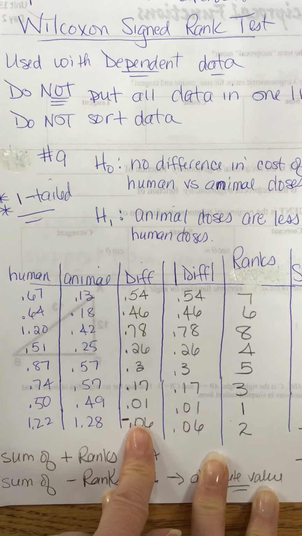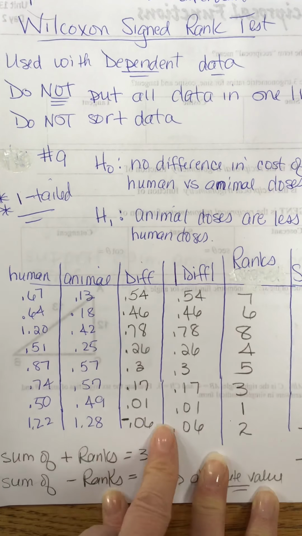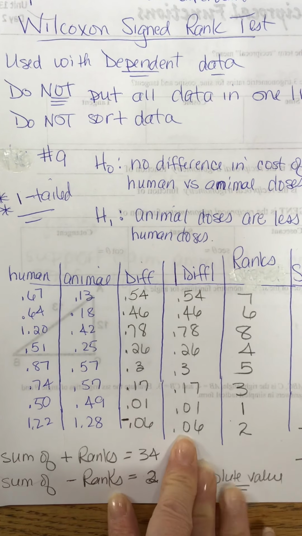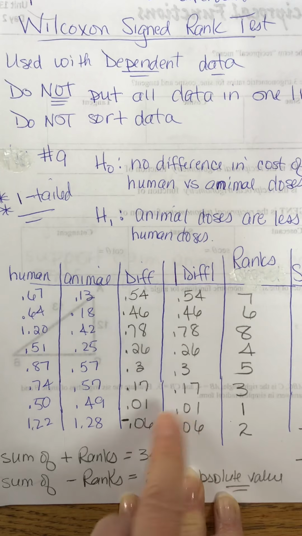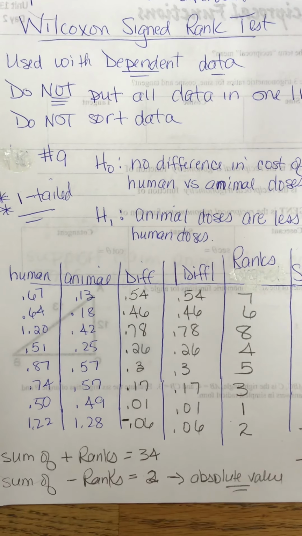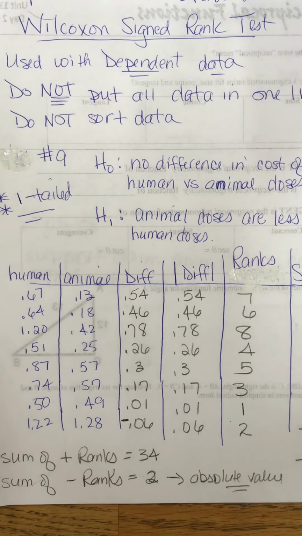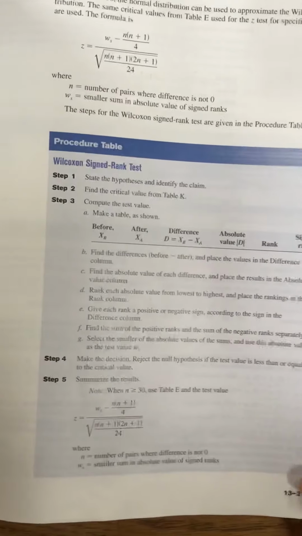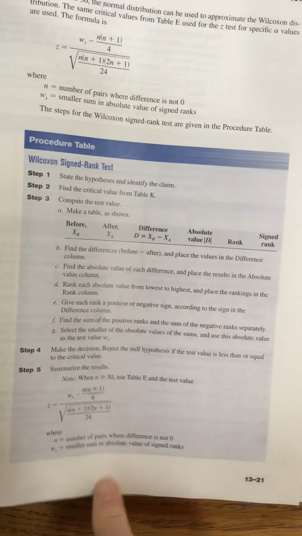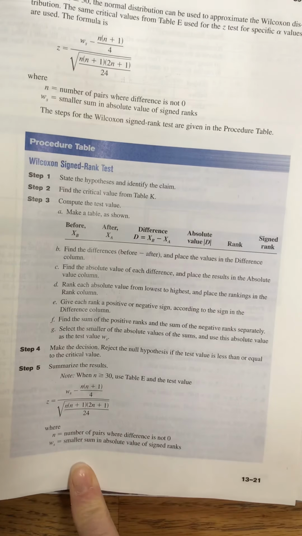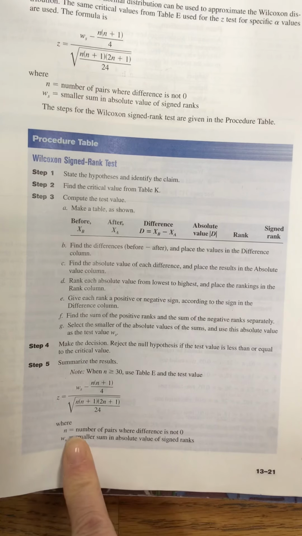So you take your differences and then you absolute value. So that negative 1.06 becomes a positive 6. And you will get a copy right here. Instead of giving you my note sheet, this is kind of more compact. Here is the procedure sheet that's in the book. And it kind of goes through everything we've done with the formulas and everything.